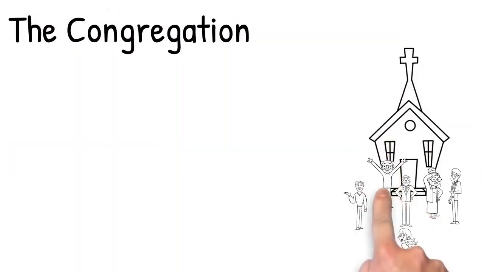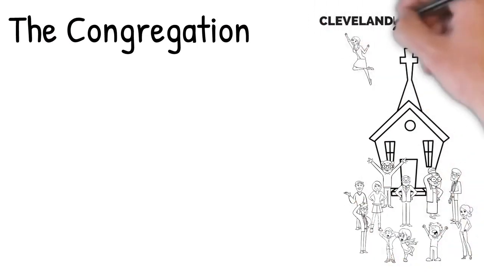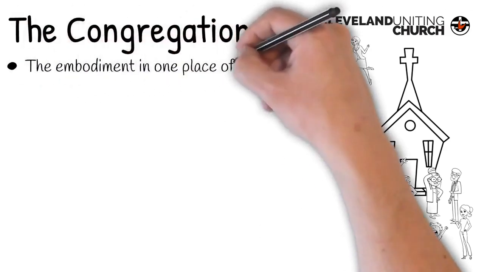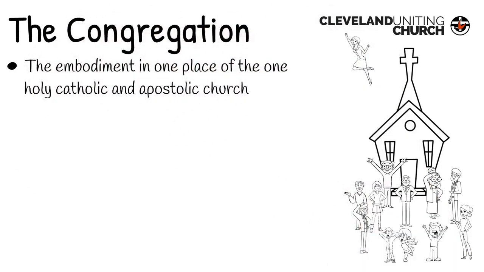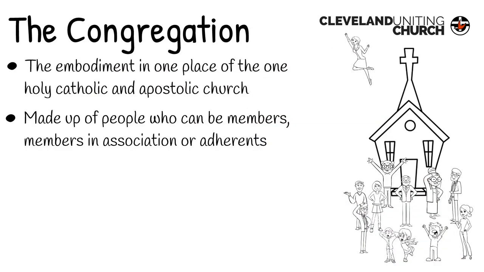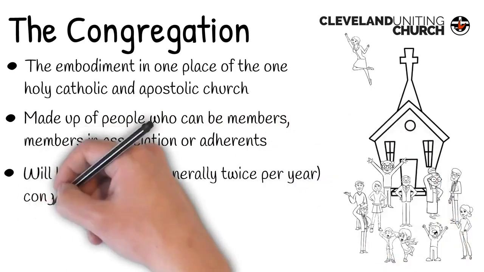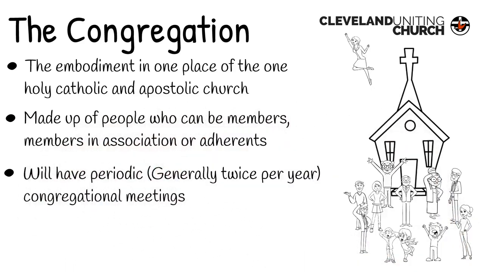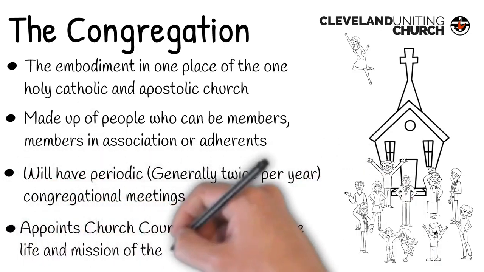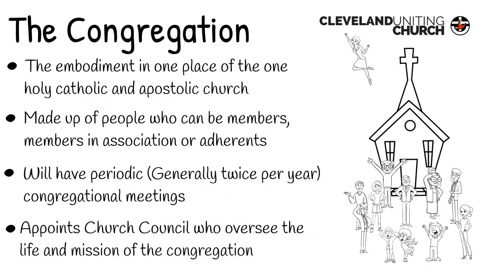So we'll start off with the congregation, and basically this is what most people would understand we're talking about when people talk about the church. The local congregation is the embodiment in one place of the Holy Catholic and Apostolic Church. The local congregation isn't just a building, but it's made up of people who can be members, members in association, or adherents. In terms of governance, the congregation will have periodic, so generally twice a year, congregational meetings. And the congregation also appoints a church council who oversee the life and mission of that congregation.